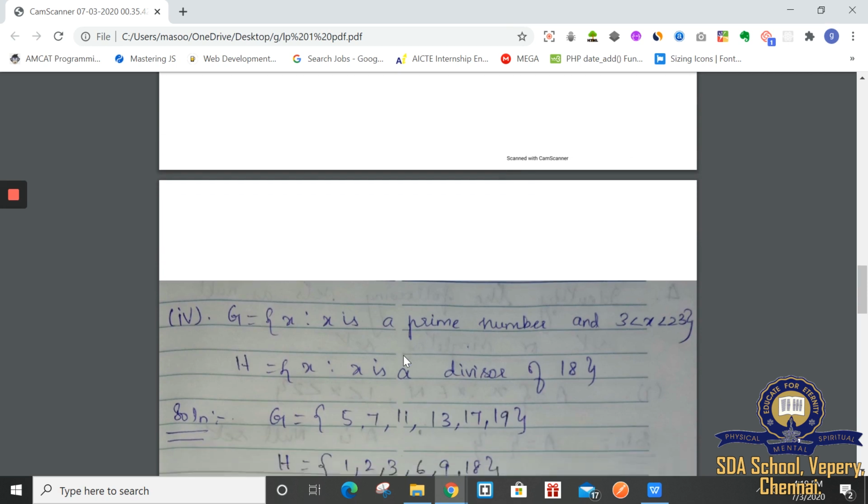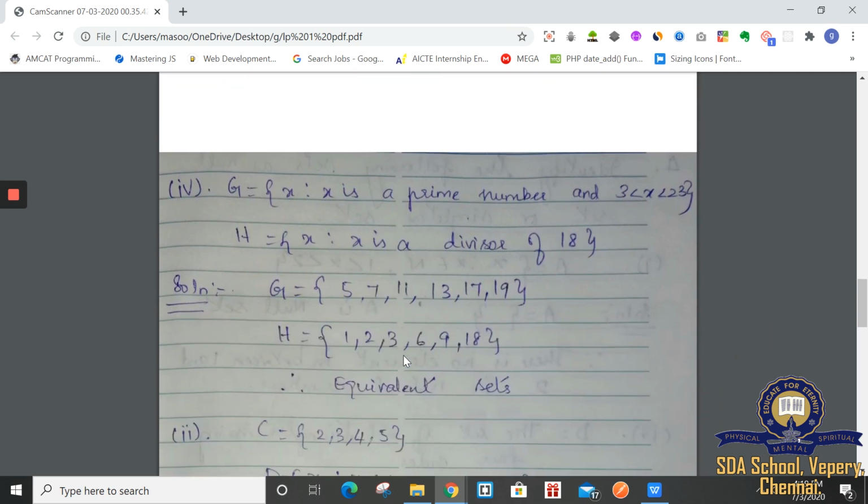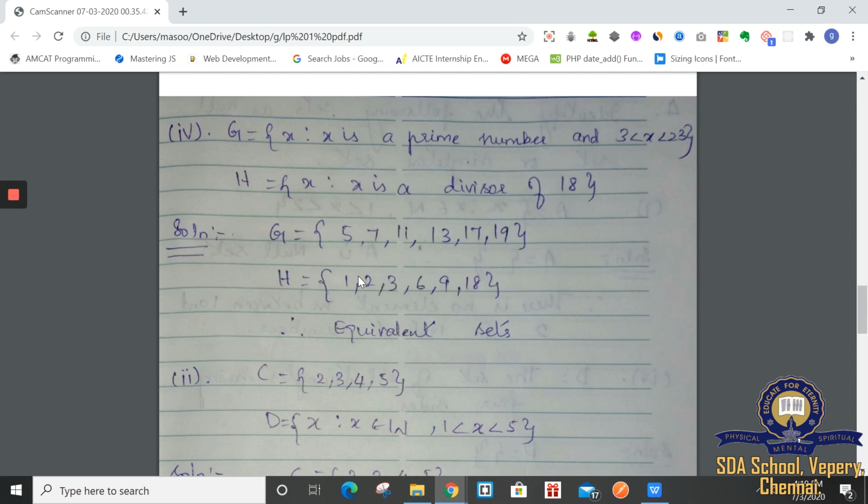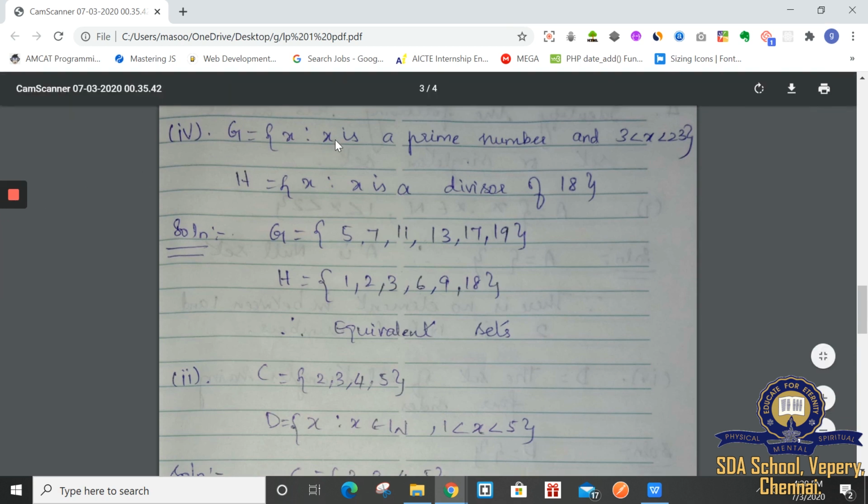So third sum, fourth subdivision. G equals x such that x is a prime number and 3 less than x less than 23. Then H is another set, x such that x is a divisor of 18. So let us write. Therefore, the question is given to us in the set builder form. We have to convert it into the roster form.